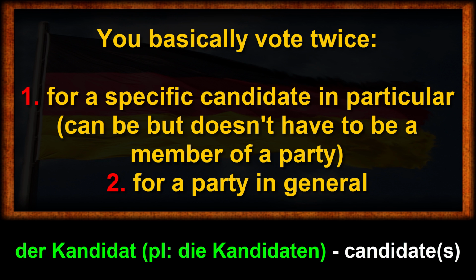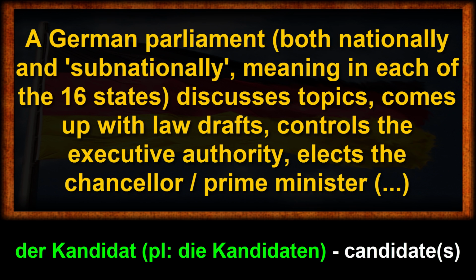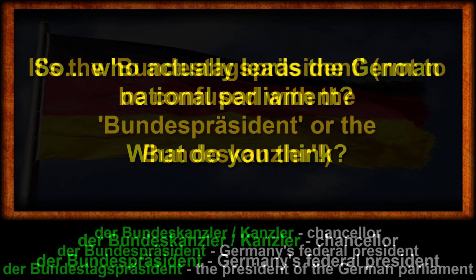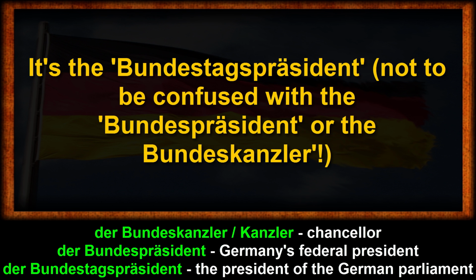However, once the new parliament and government is finally constituted and determined, the representatives can elect the new chancellor, respectively the new prime minister, discuss political topics, come up with and maybe also pass laws. Now you might think that the Kanzler, a short form of Bundeskanzler, or the Bundespräsident, Germany's federal president, might be the actual leader of the parliament. But nope. In fact, it's the Bundestagspräsident, the president of the German parliament, which should not be confused with the Bundespräsident or the Bundeskanzler at all.